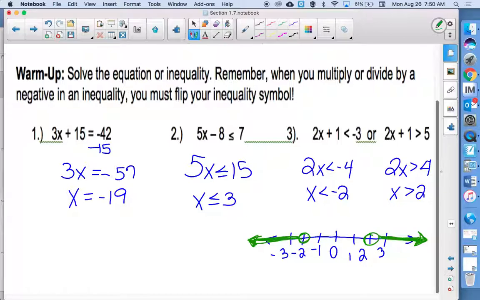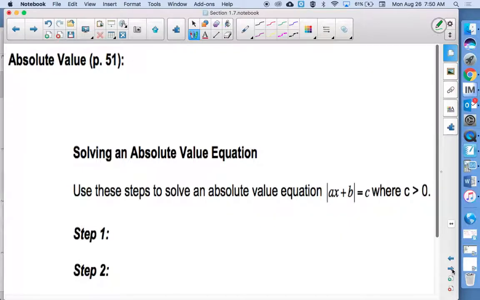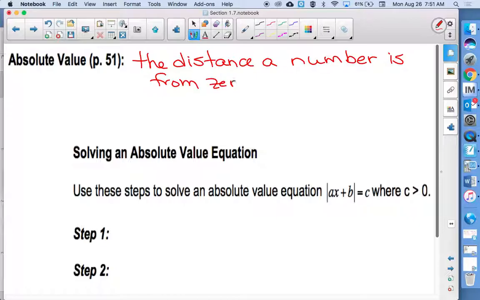So we're going to look at absolute value today. What would a definition of absolute value be? So what does absolute value mean? The distance a number is away from zero. So absolute value is the distance a number is from 0 on the number line.